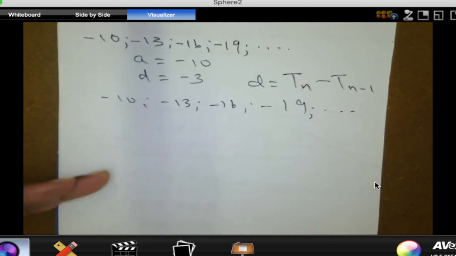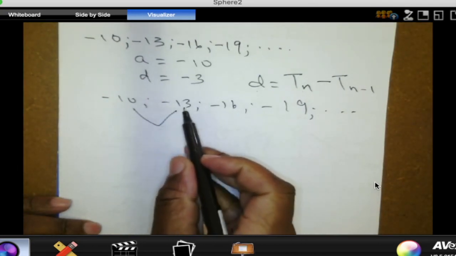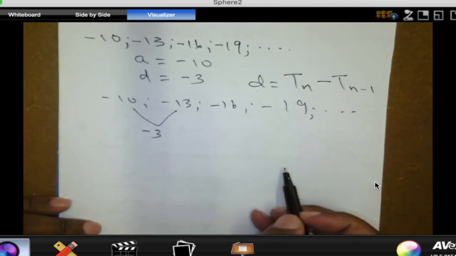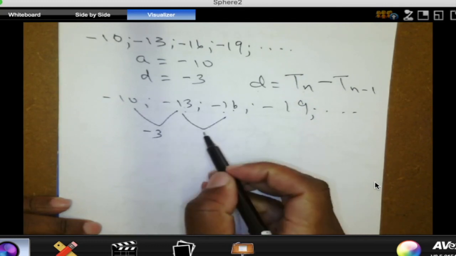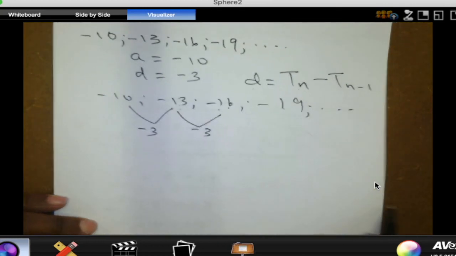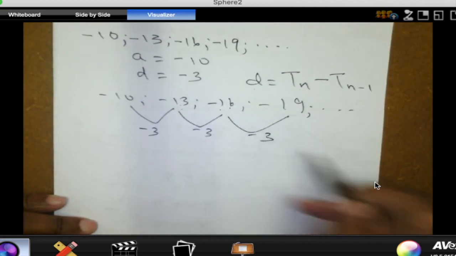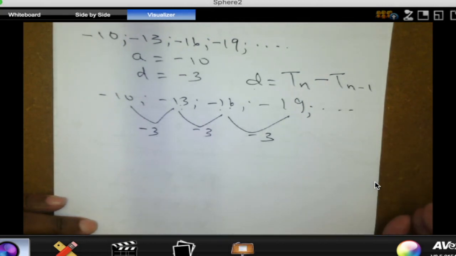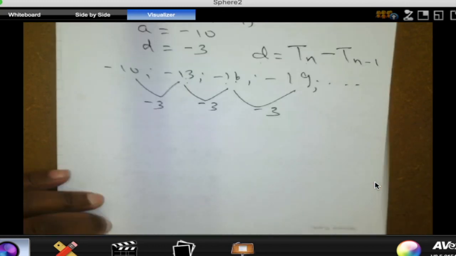Initially, you won't know that this is a linear pattern until you work out the differences. So you work out, for instance, what is negative 13 subtract negative 10. The answer is negative 3. And negative 16 subtract negative 13, I think is also negative 3. Then negative 19 subtract negative 16, you get negative 3. So we call it a constant difference because we are getting the same number all the time. So we know that D is equal to negative 3. So now we can find Tn.